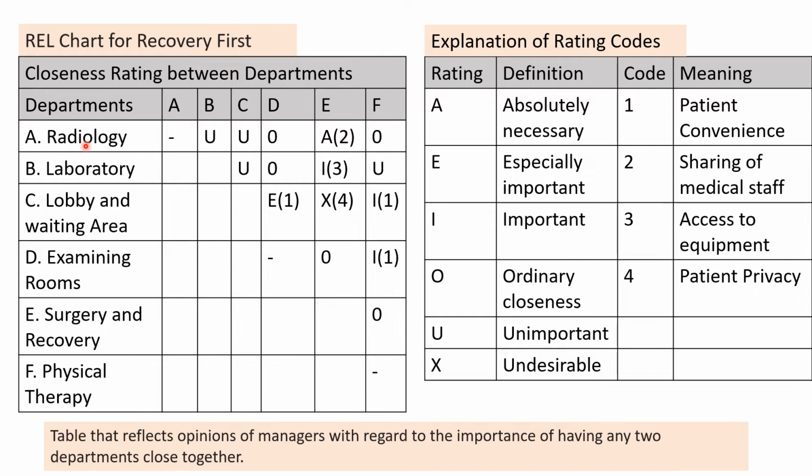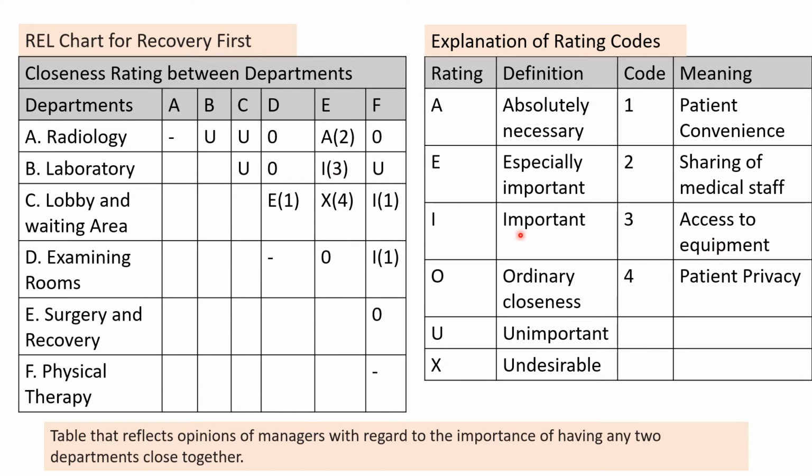And the other is radiology with F, that is F means physical therapy. So O, ordinary closeness, it's okay to be close. And the other is laboratory. And laboratory is U with C, that means lobby and waiting area. U unimportant, not as such important. Laboratory with D, that is D means examining rooms, that is O, ordinary closeness. Laboratory with E, that is E means first surgery and recovery.